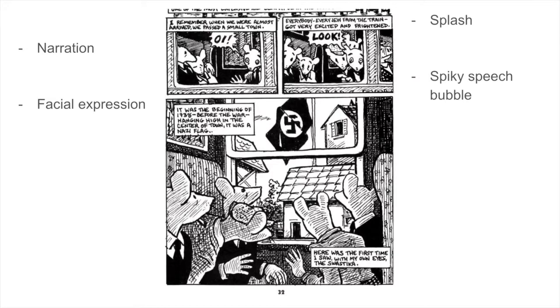This allows a buildup of tension and mystery, which is finally revealed by a splash panel which spans across the page. Within the panel are the characters staring at a Nazi flag outside the train window. By combining expression, speech bubble, and sequences of panels, Spiegelman is able to effectively create buildup of tension throughout the novel.